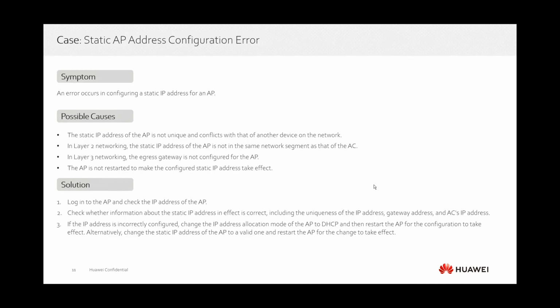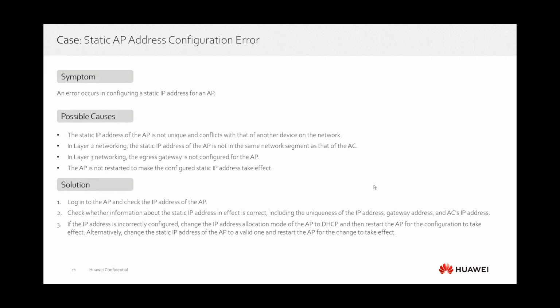The first common case is a static AP address configuration error. If an error occurs in configuring a static IP address for an AP, the AP fails to go online. There are several possible causes for this fault. Firstly, the static IP address of the AP is not unique and conflicts with that of another device on the network. Secondly, in layer 2 networking, the static IP address of the AP is not in the same network segment as that of the AC.